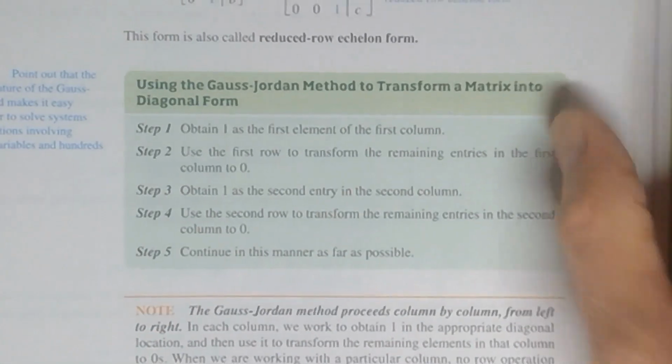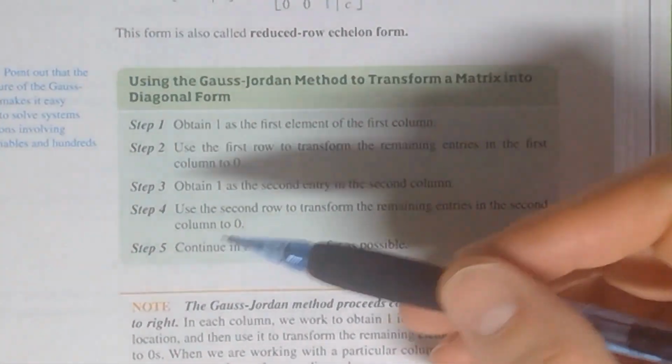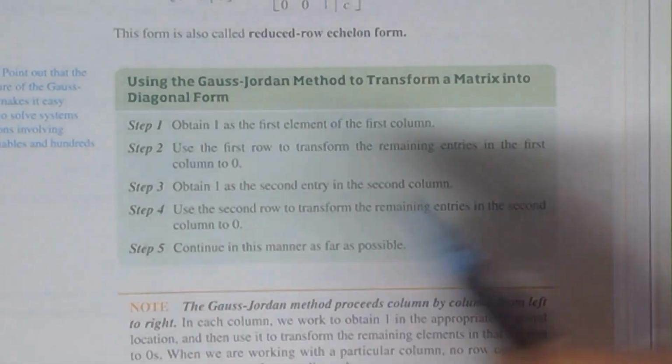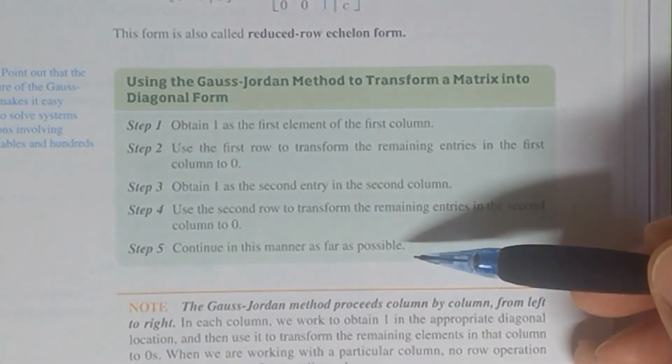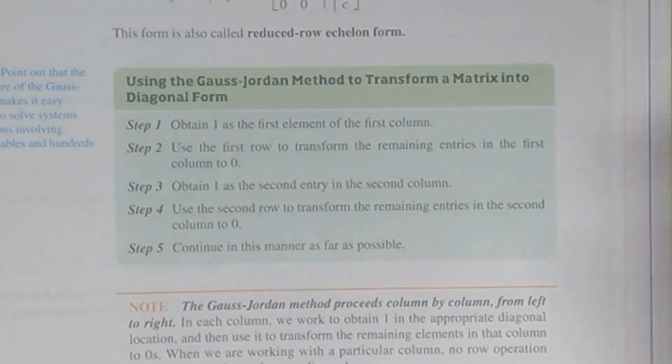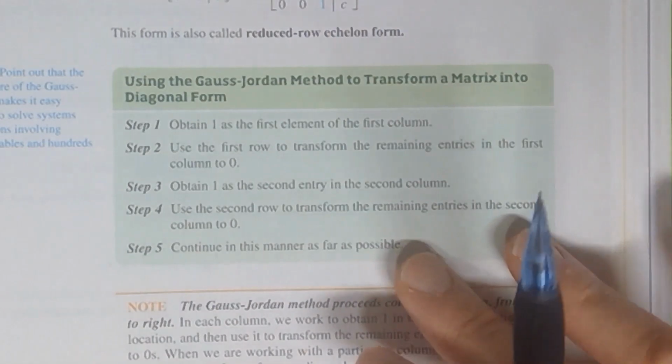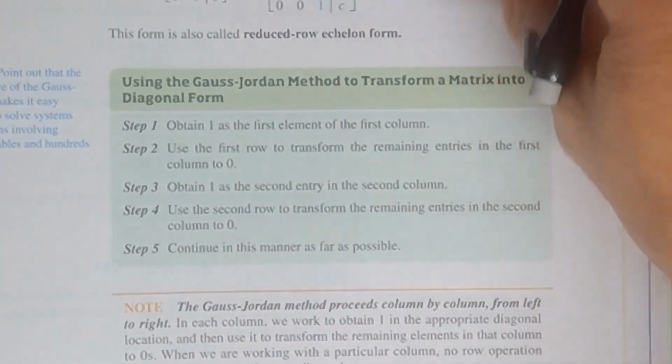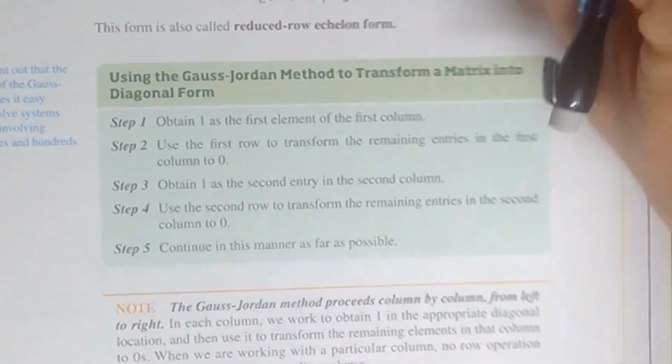First of all, you'll see here in the textbook, it says in the final step of the Gauss-Jordan method, it says continue in this manner as far as possible. Now to me, that's a pretty vague statement. And we want exact directions here. We want to know exactly what to do, right? We don't want any vague comments like that where we're kind of left out in the cold.